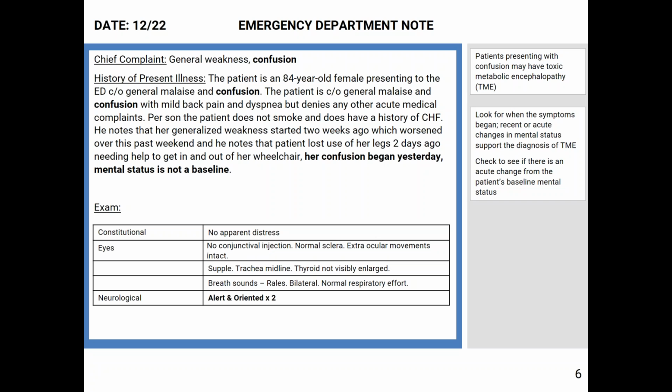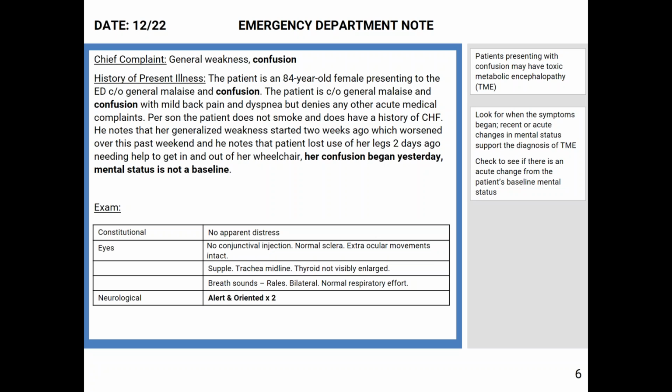You also want to look for the symptoms of when they began. So if it's a recent acute change, then that supports TME. Rather than say toxic metabolic encephalopathy, I'll just abbreviate it TME. You want to check to see when this change occurred. If the patient has a baseline altered mental status, then that would not likely support TME. But if this is an acute change, then that more supports TME.